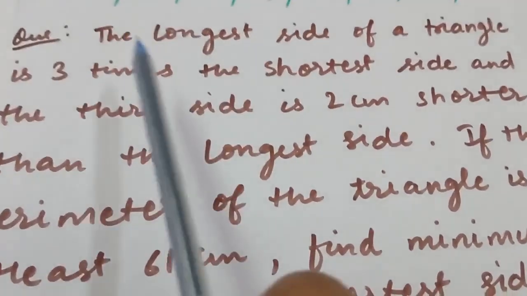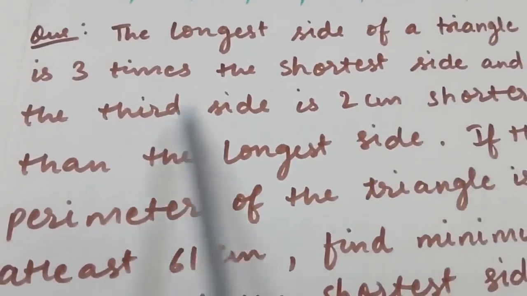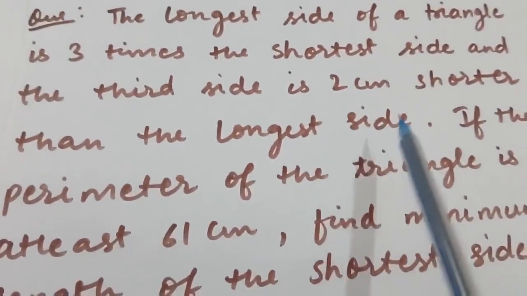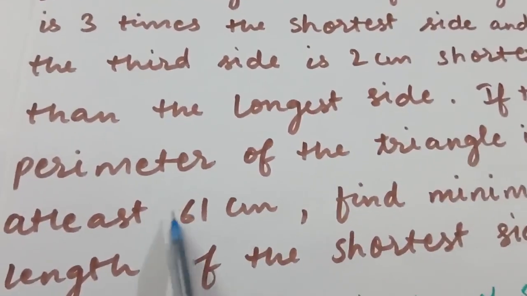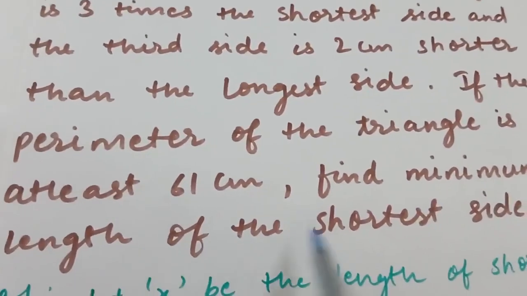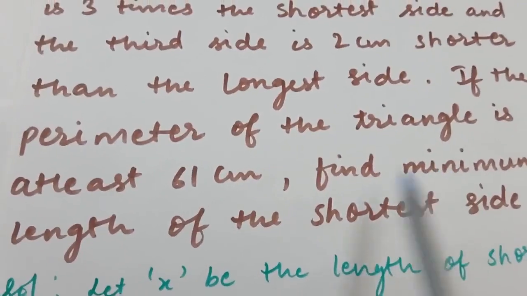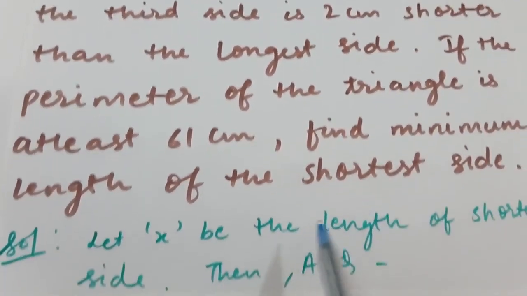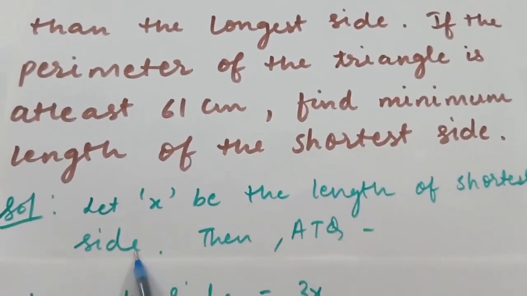Next question is, the longest side of a triangle is 3 times the shortest side and the third side is 2 cm shorter than the longest side. If the perimeter of the triangle is at least 61 cm, find the minimum length of the shortest side. So first of all, we have to find the minimum length of the shortest side. So let x be the length of the shortest side.